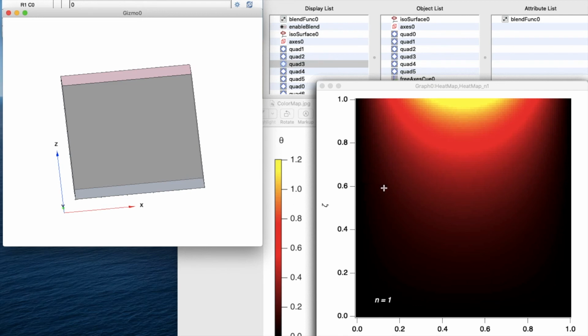Now let's look at the heat map for just one term in the series solution. As expected, this position zeta equals 1 is the hot plane, and so we see heat conducting, and it's kind of radially conducting away from this hot plane. And the reason is that these two sides, where xc equals 0 and xc equals 1, are both at a cooler temperature, and so the center is going to be the hottest point.